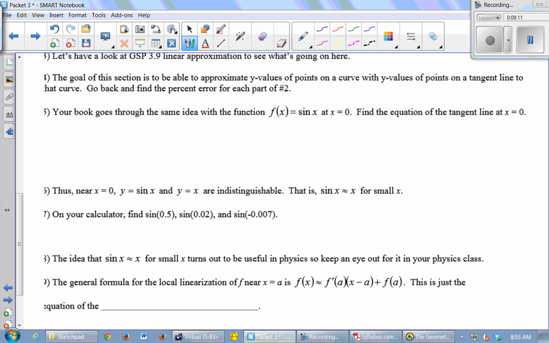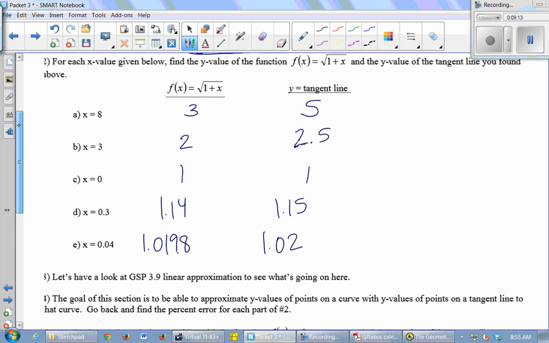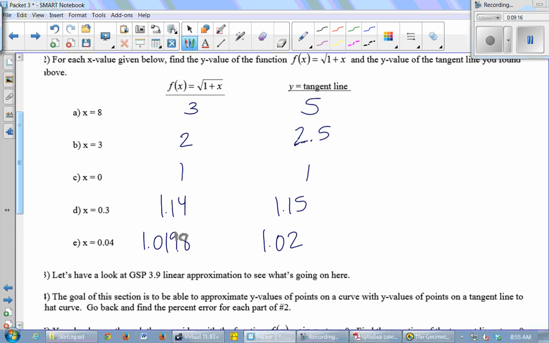Okay, so we want to go back and find the percent error for each part here. So remember, how do I calculate percent error? Somebody remind me. Yeah, so the amount of error would just be one minus the other, right? So my exact value is 3, my tangent line approximation is 5, so I have an error of 2, right? But then how do I find what percent off am I?